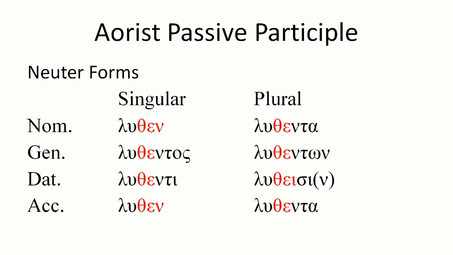Luthen is your neuter singular. Accusative singular is the same, luthen. Genitive and dative are the same as the masculine, luthentos, luthenti. All right, plural forms, nominative plural, luthenta. Accusative is identical to it. Genitive and dative forms, luthenton, luthesi.